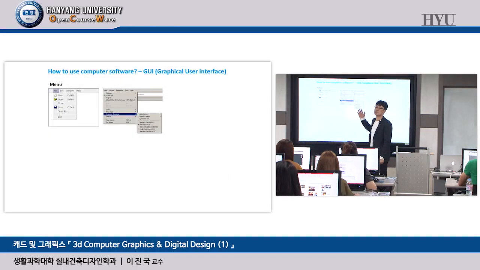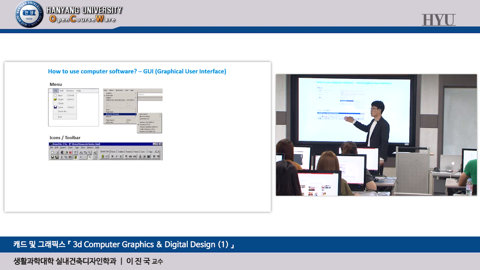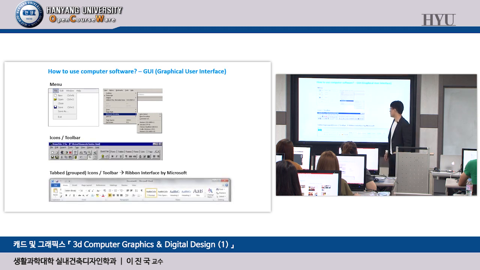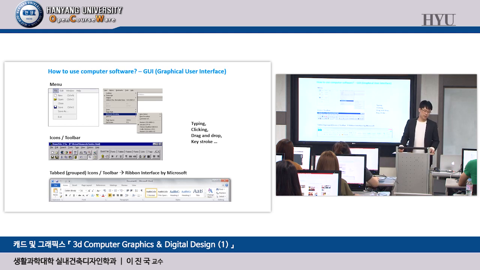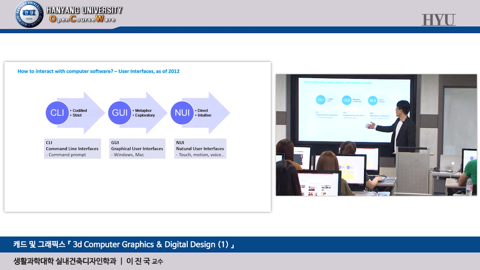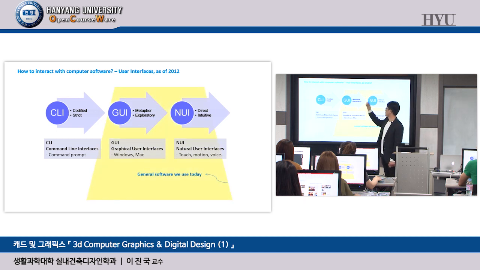As you know, it has a GUI, which has menus, icons, toolbars, tabbed grouped icons, ribbon interface, something like this. For typing, clicking, dragging and dropping, and keystrokes, the graphical user interface works based upon those user interactions. So we have learned the CLI, GUI, NUI. These are our up-to-date interfaces, mostly NUI when you use your smartphone, smart device. But our applications are mostly GUI. Your computer interface right now is GUI.